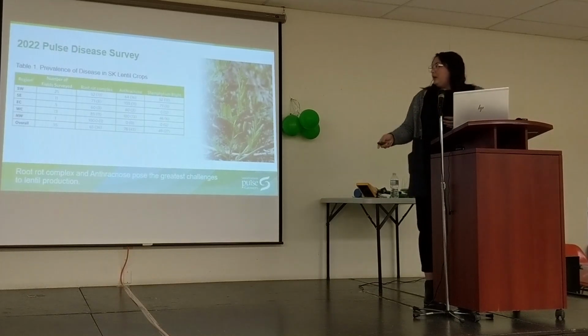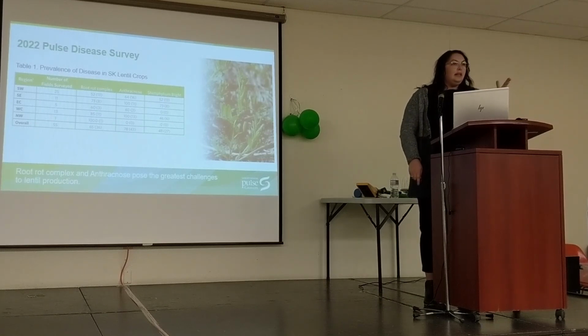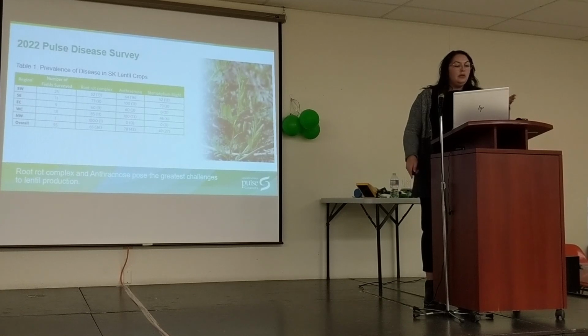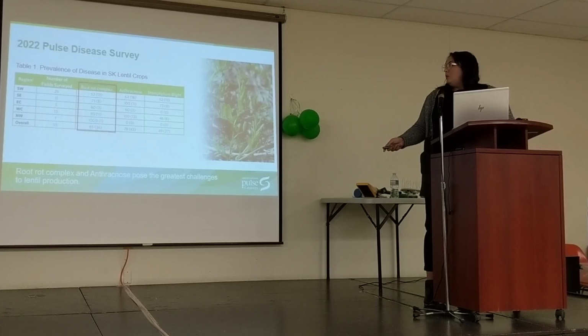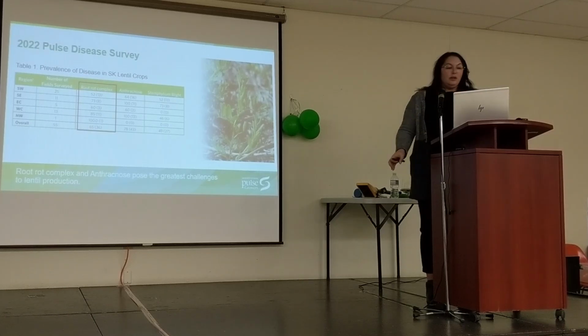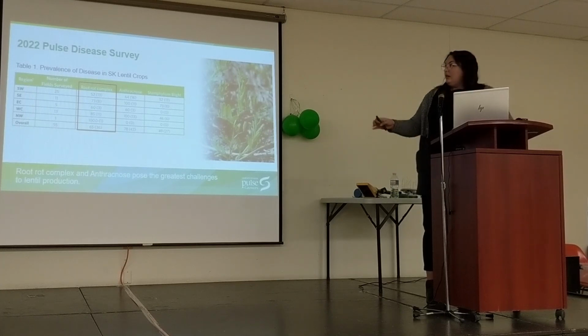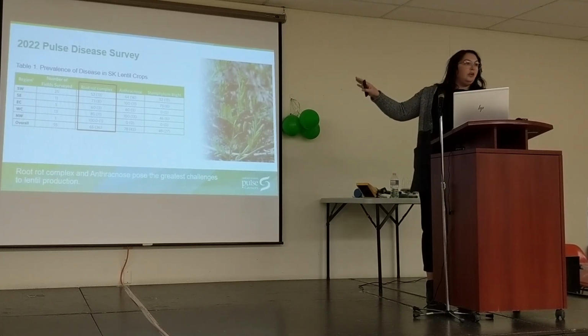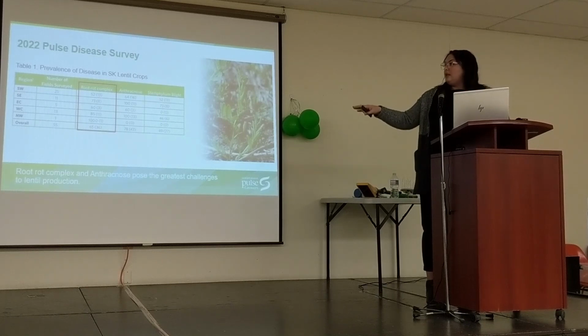These are a little bit hard to see, but when we look at the prevalence of disease in lentil crops in the province in 2022, so how many fields tested positive by disease, in the red box is root rot complex. The numbers are difficult to see, so I'll explain them. On the left-hand side are our growing areas within the province: southwest, southeast, east central, west central, northwest, and the whole province overall. We have the number of fields surveyed, so these are the number of fields that are contributing to this percentage number.